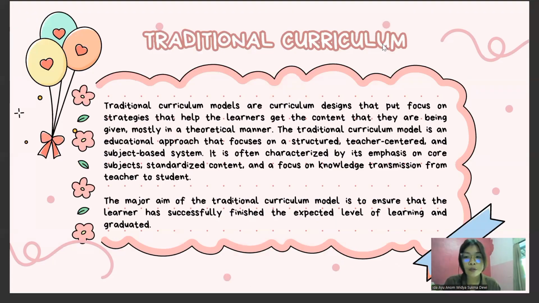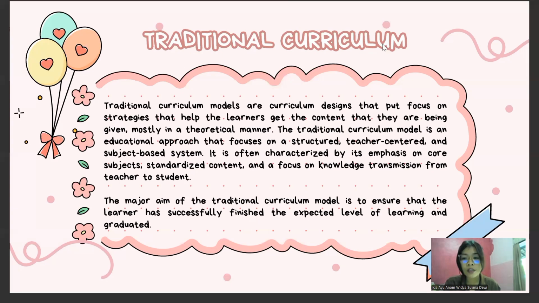Okay. For the first curriculum model, I would like to explain about traditional curriculum. So traditional curriculum models are curriculum designs that put focus on strategies that help the learners get the content that they are being given, mostly in a theoretical manner. The traditional curriculum model is an educational approach that focuses on a structured, teacher-centered, and subject-based system.